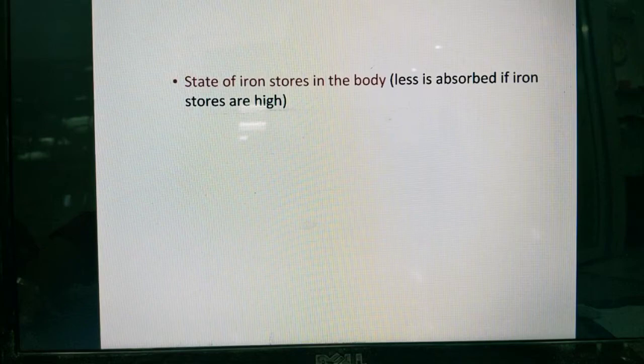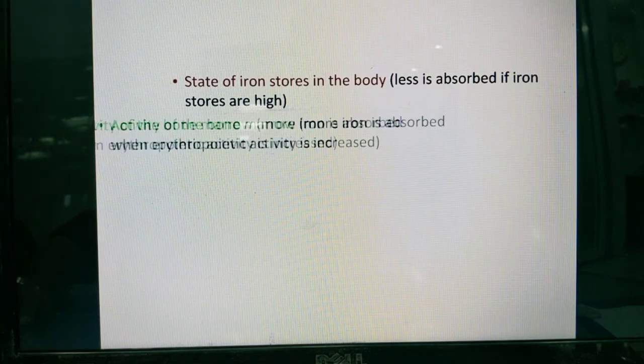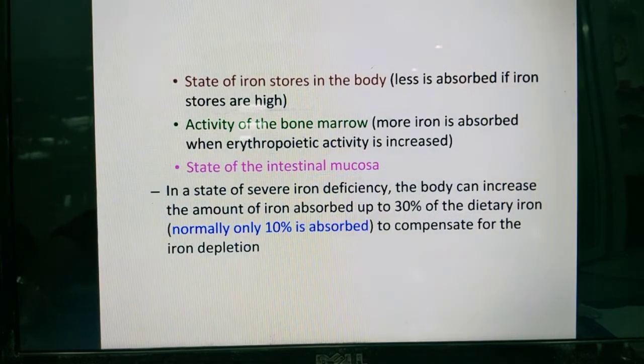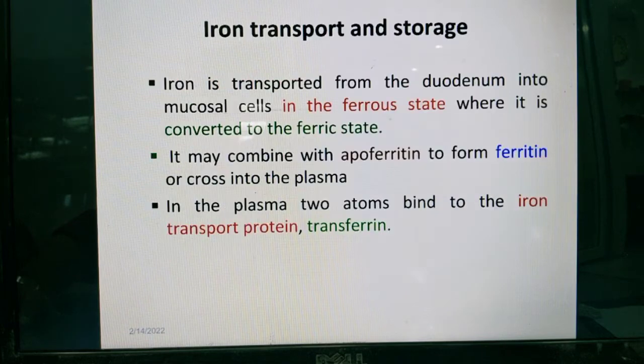Now, the state of iron stored in the body: less is absorbed if iron storage is high. Activity of bone marrow: more iron is absorbed when erythropoietic activity is increased. And the state of the intestinal mucosa: in a state of severe iron deficiency, the body can increase the amount of iron absorption up to 30% of the dietary iron. Normally only 10% is absorbed.